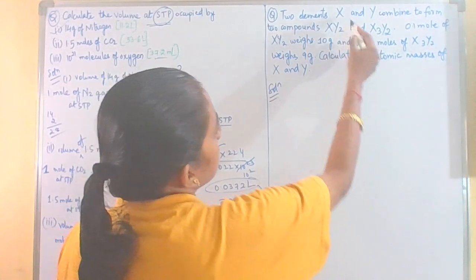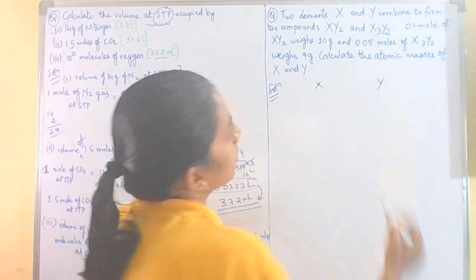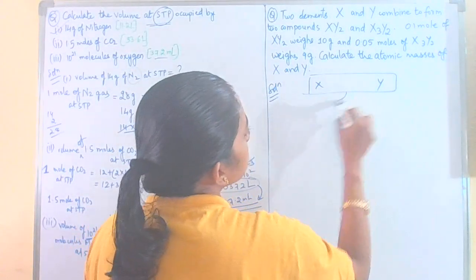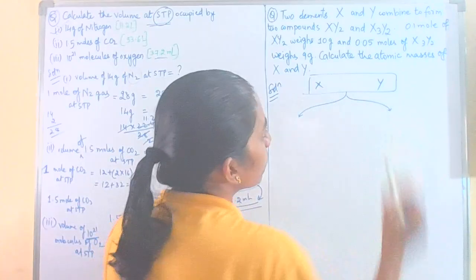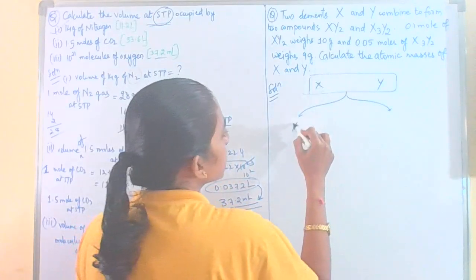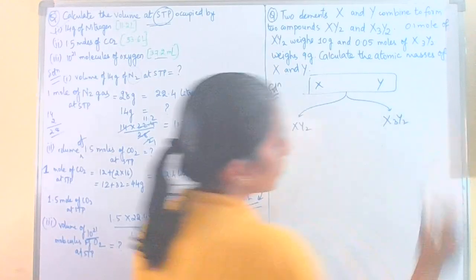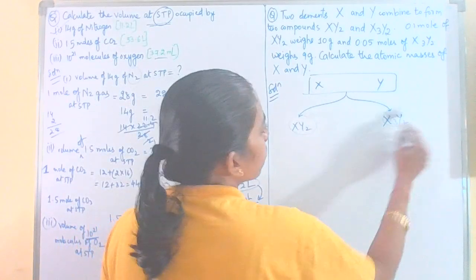Two elements X and Y. They combine to form two compounds. These are two different elements. They combine to form two different compounds. The first compound is XY2 and the second compound is X3Y2. Okay, these are the molecular formulas.